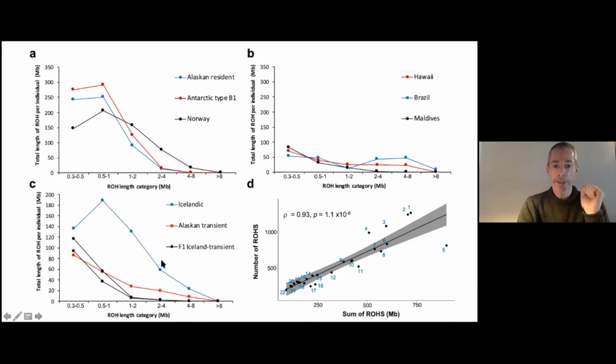So here we've got an Icelandic killer whale. We've got a marine mammal-eating killer whale from Alaska, which doesn't show this same signature. And there's actually a good reason for that. It seems like these transient killer whales belong to an earlier colonization event from an earlier glacial period. And we have two F1 Iceland transient killer whales from captivity, and we can see that they have much lower numbers of runs of homozygosity with these mid-lengths than we see in the Icelandic killer whale. So we can see that those runs of homozygosity are being broken up.